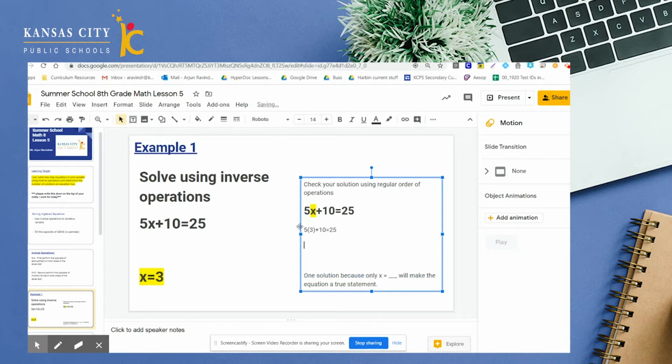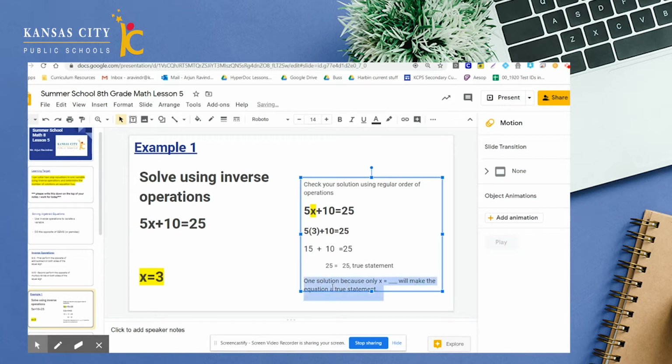There's no more variables. We got rid of the variable x, and now it's time to see if we were right. Well, were we? Let's solve. First, using order of operations, we need to do 5 times 3. That's 15. 15 plus 10 equals 25. Well, is that a true statement? Does 15 plus 10 equal 25? Of course it does. We know this. You know this. 15 plus 10, we end up with 25 equals 25. Is that a true statement? Yes, this is a true statement.